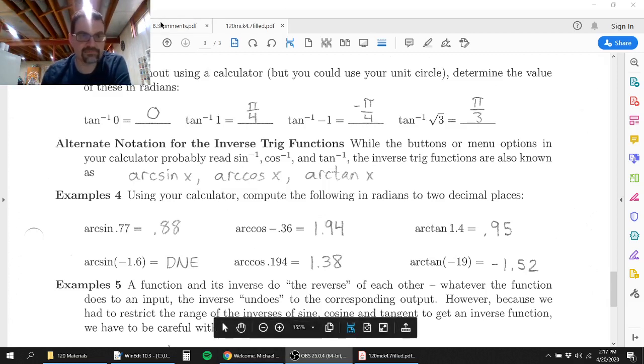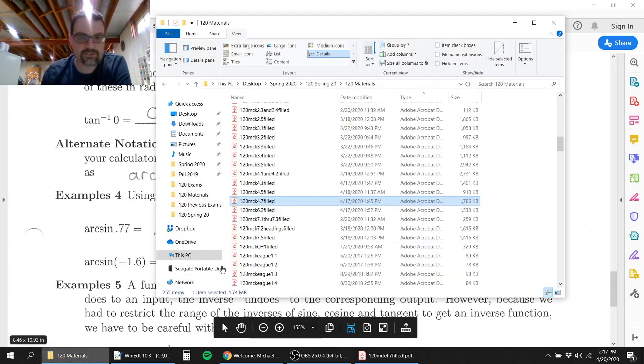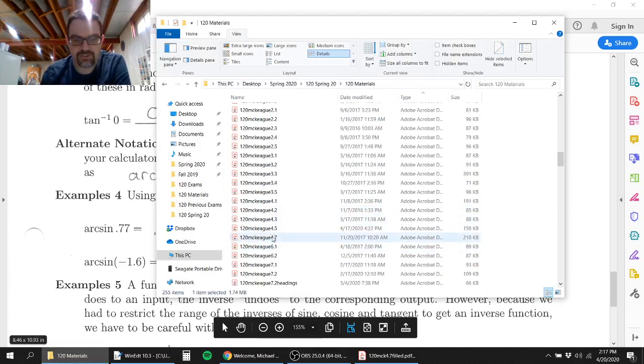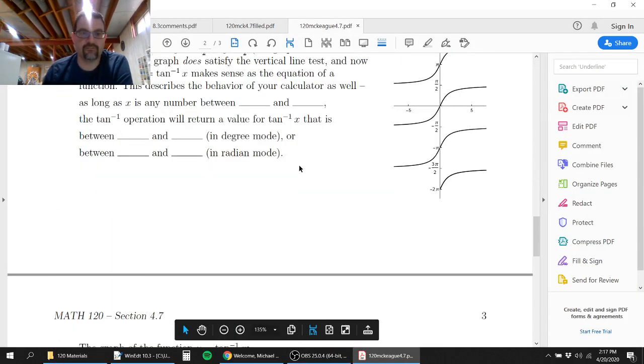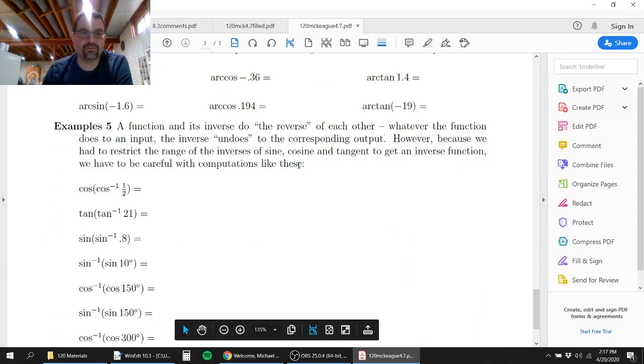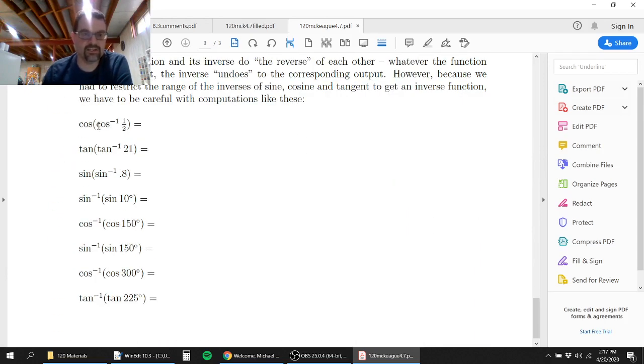You know what? I'm just gonna open up the non-filled in version for these. So 4.7. Okay, so all of these guys right here. And now you can see the filled in versions. I'm not going to write on this PDF. I will just talk through them here.